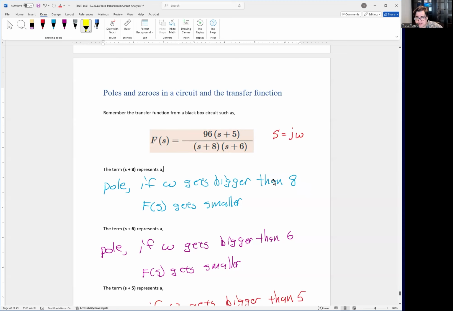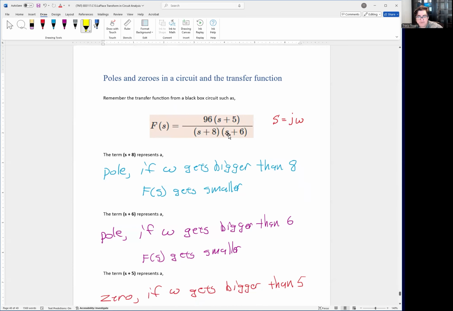If omega starts getting bigger than 8, we know the function is going to start trending. It's going to get smaller. This pole is going to pull the circuit down. Okay, we have another pole at S plus 6. So as long as omega gets to 6 or bigger, this is a second pole that's going to pull the circuit down. So if S, let's say, is at 7, we're pulling the circuit down with S plus 6, but not with S plus 8 yet. But let's say omega gets to be 300. At 300, both of these poles are pulling the circuit down quite a bit. So your output voltage is going to tank pretty hard.